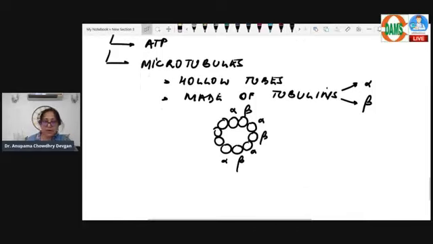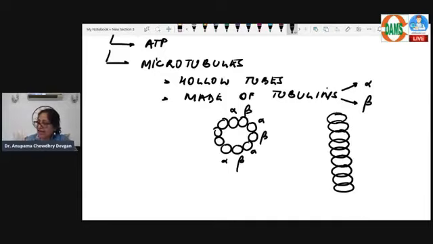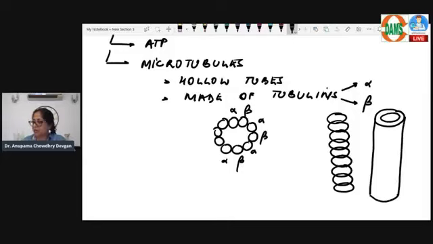Yes, they form a ring. And these rings are stacked one on top of the other, and that forms a hollow tube. Are we clear with that? These rings are stacked one on top of the other, and that forms a hollow tube, which is known as a microtubule.